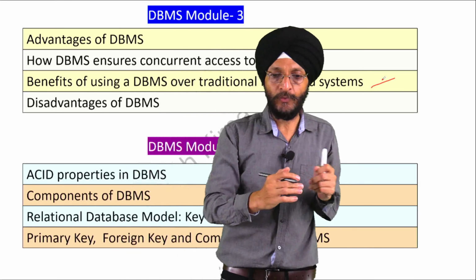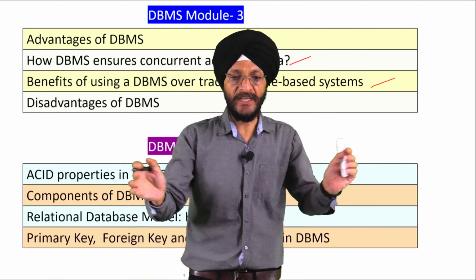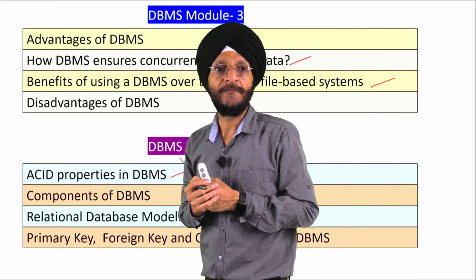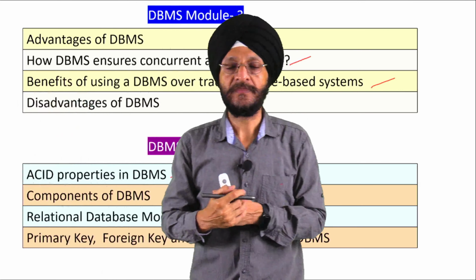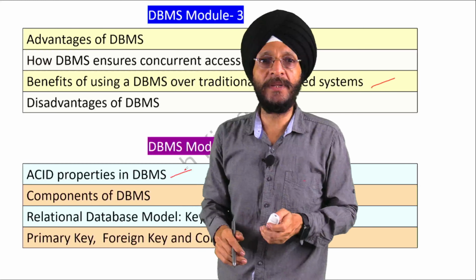And in the module 4 we had learnt about the ACID properties in DBMS, what are the various components of DBMS, relational database model, its key concepts, what is primary key, foreign key, and composite key in DBMS.